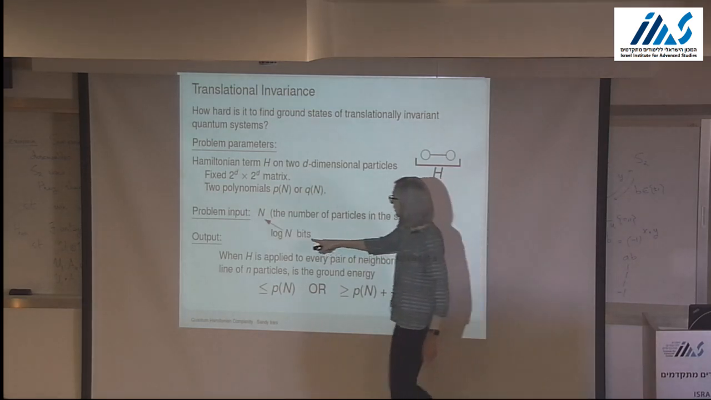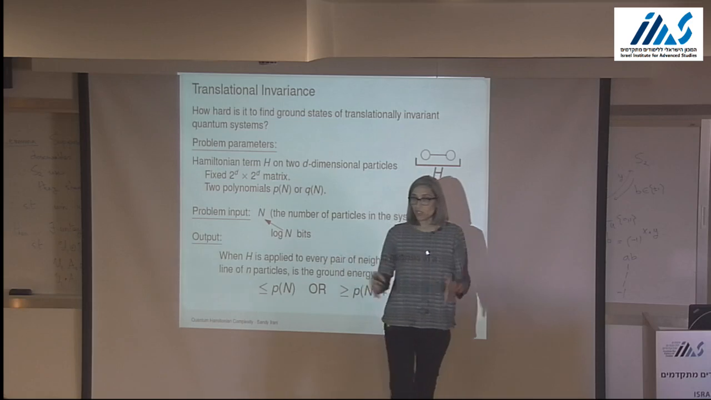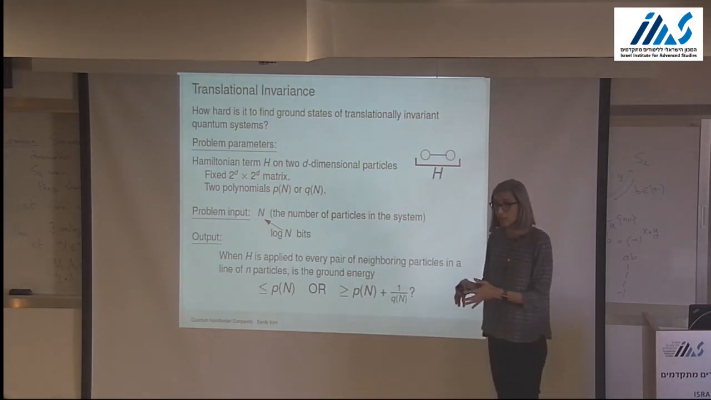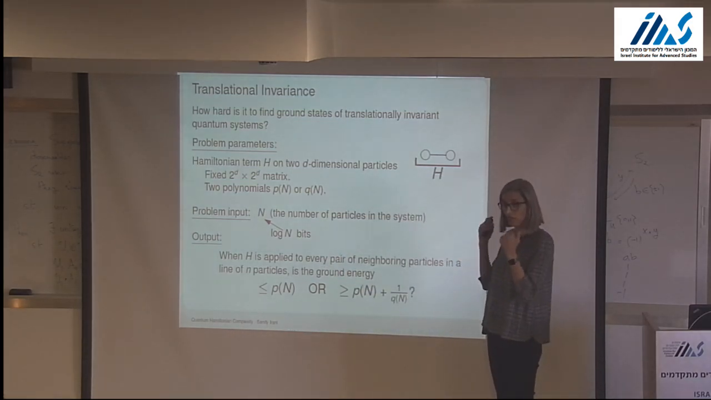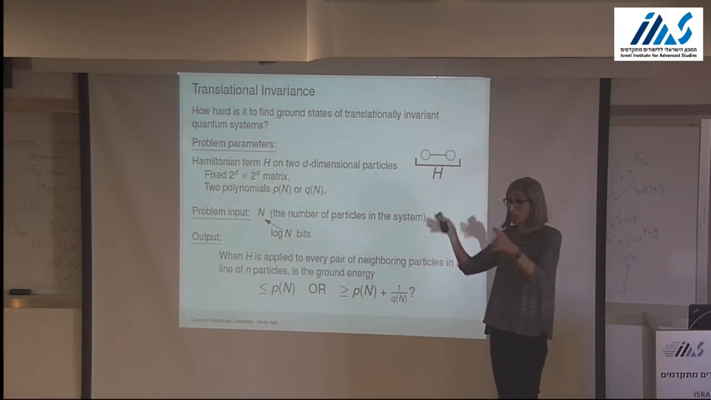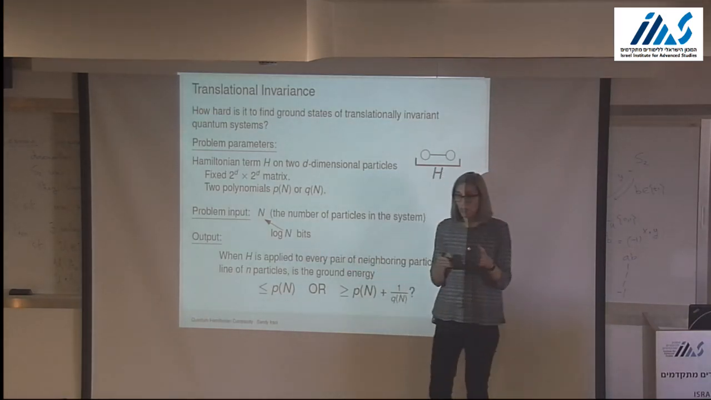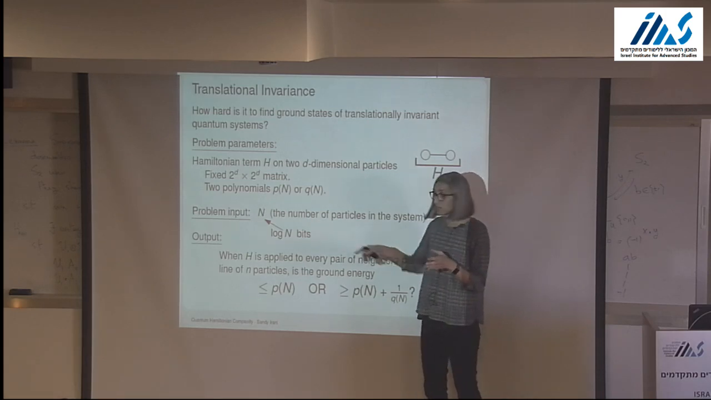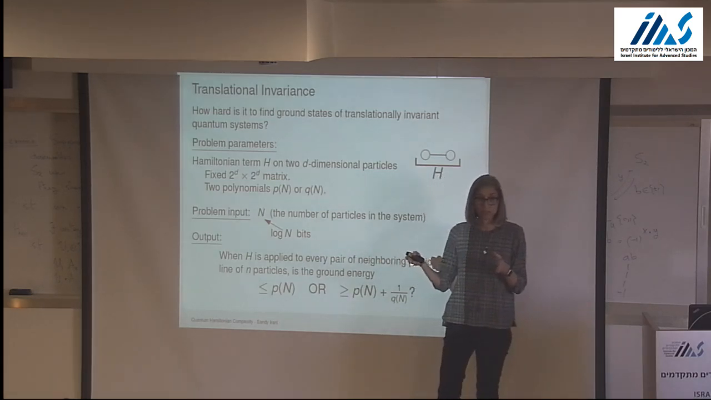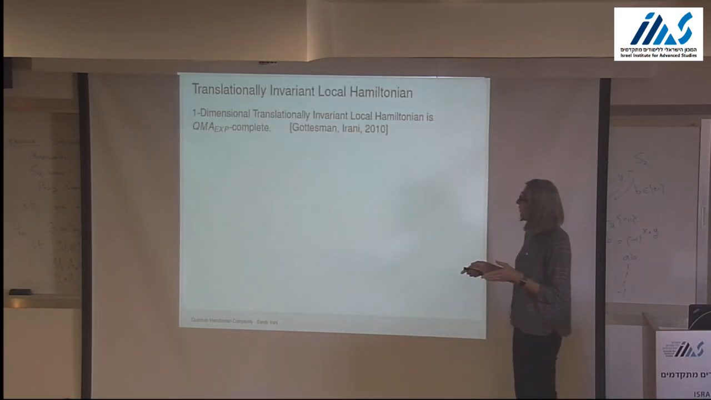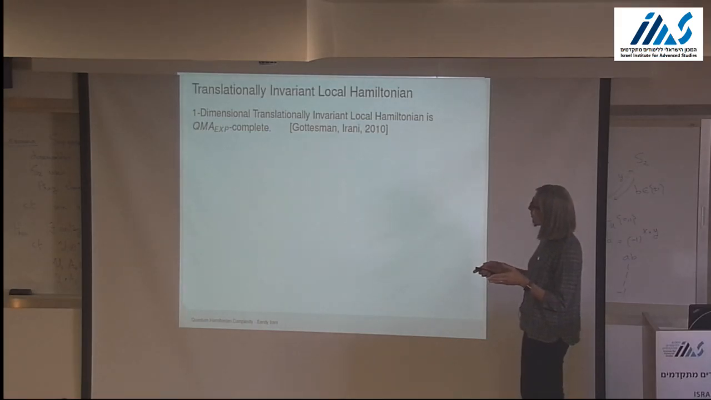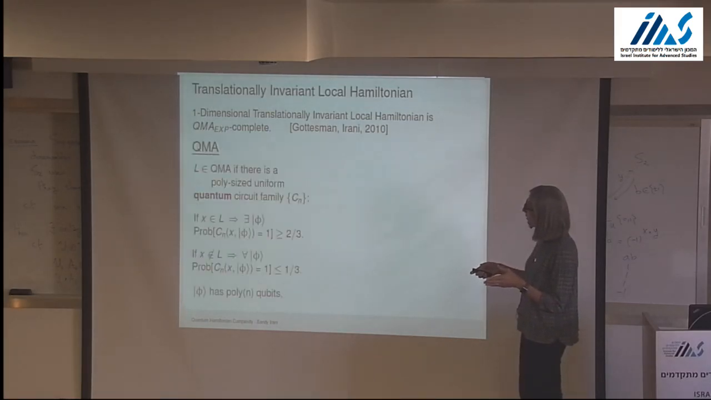Now notice that the input to the problem has shrunk dramatically. The input to the local Hamiltonian problem is polynomial in the size of the system, the number of qubits. Now the input has shrunk by an exponential factor. The description of the system now is logarithmic in the size of the system. So we need a new class to describe this, which we call QMA_EXP complete.